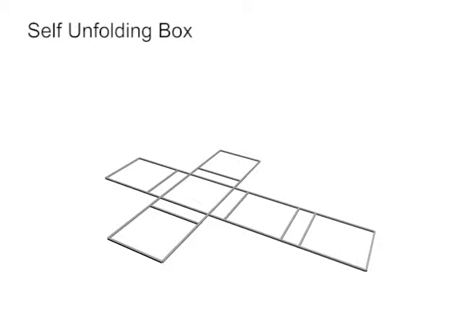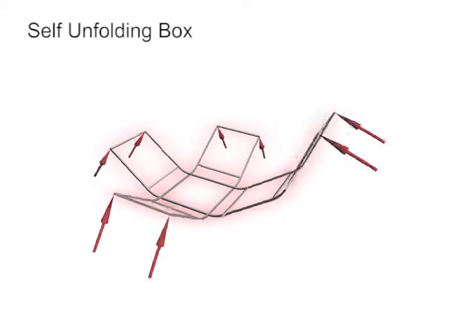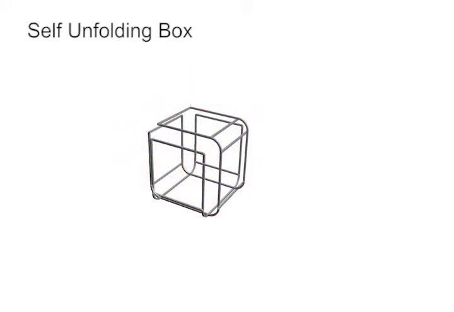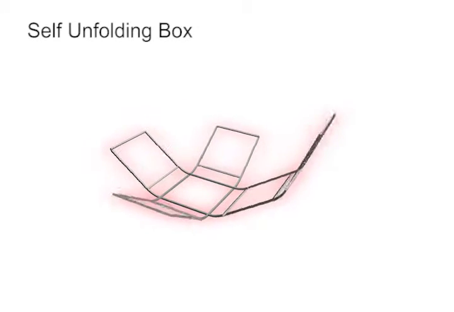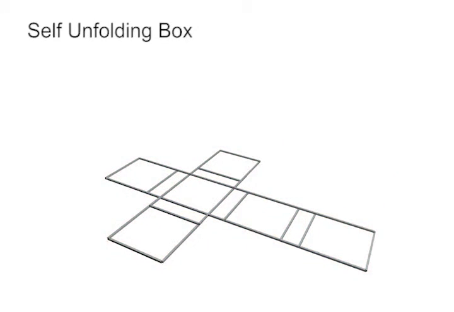This box was created by warming up a flat structure and folding it into its target shape. At the end of this so-called training phase, the box is cooled down to fix its shape. When heated up again, the box actively unfolds back into its original shape.